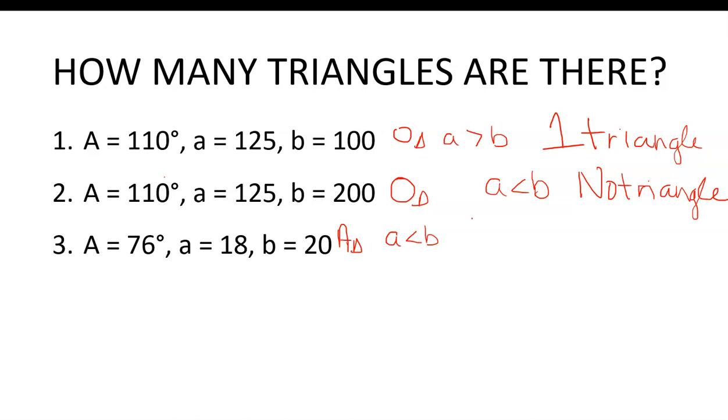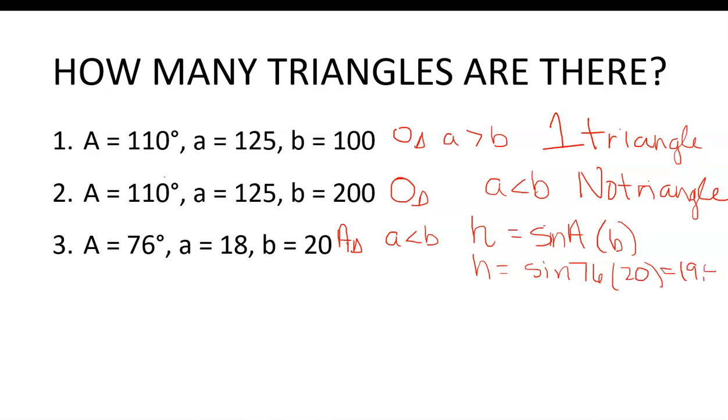And so to find the H, I'm going to give you a formula here. H equals sine of A times the B. And that comes from SOHCAHTOA. If you draw out your triangle, you'll actually see where this comes from. So I'm going to fill in these amounts. H equals sine of 76 times 20, and I throw all that in the calculator and I get 19.41.